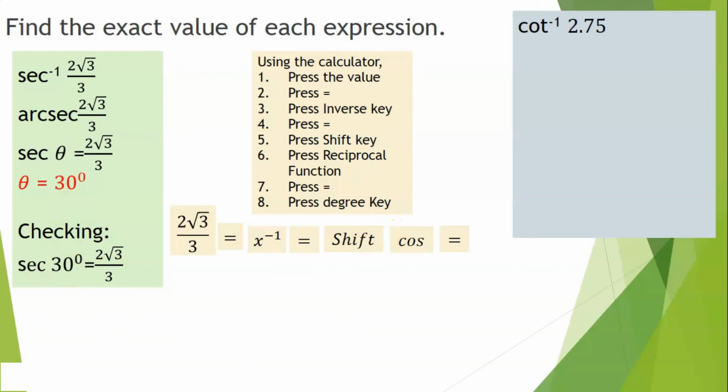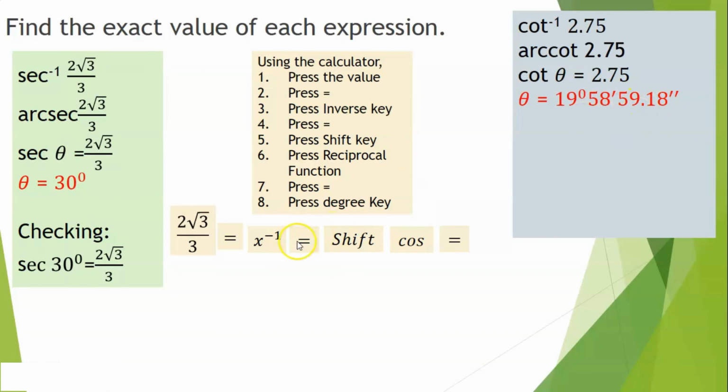So for example, this is arc cot 2.75. So with this, cotangent theta is 2.75. So 2.75 equals, inverse, equals, shift. The inverse of cot is tangent, equals. So it will give you 19 degrees, 58 minutes, and 59.18 seconds. So counter checking this one, it will give you 2.75.